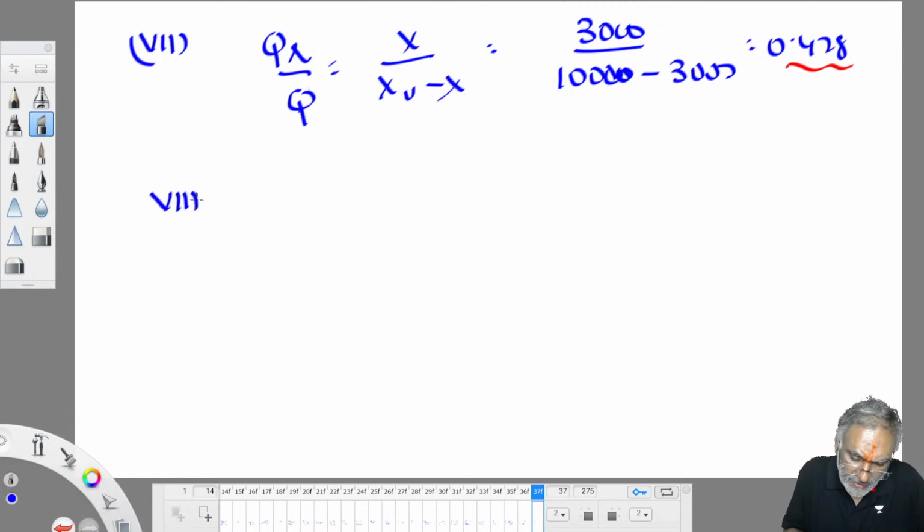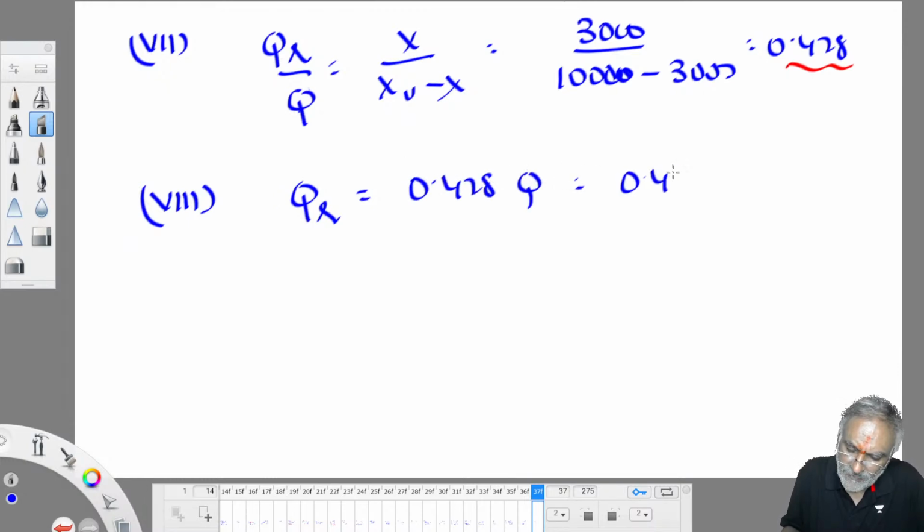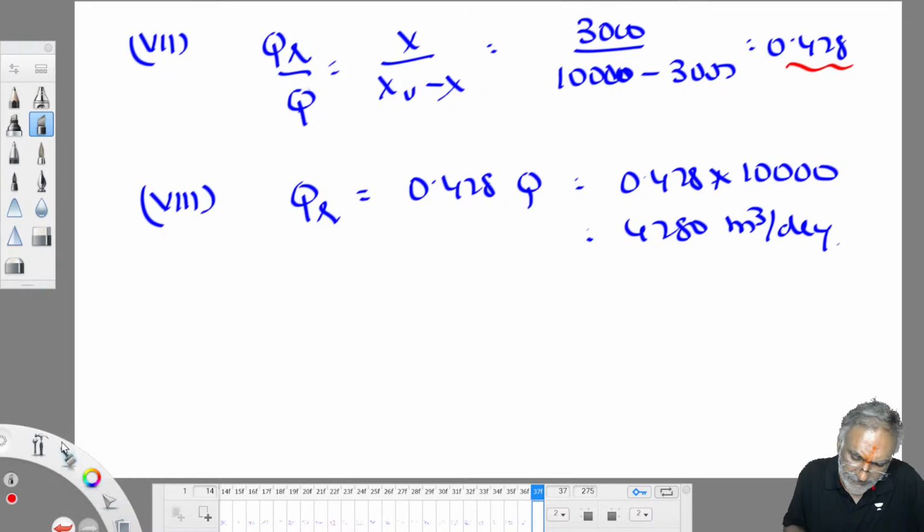And 8th question. Rate of return sludge. QR is equal to 0.428 times Q. So 0.428 times Q is 10,000 meter cube per day. So 4280 meter cube per day. That was the answer. Rate of return sludge. So 8 questions are there, 8 we have solved. So this is how we work out questions, sir.